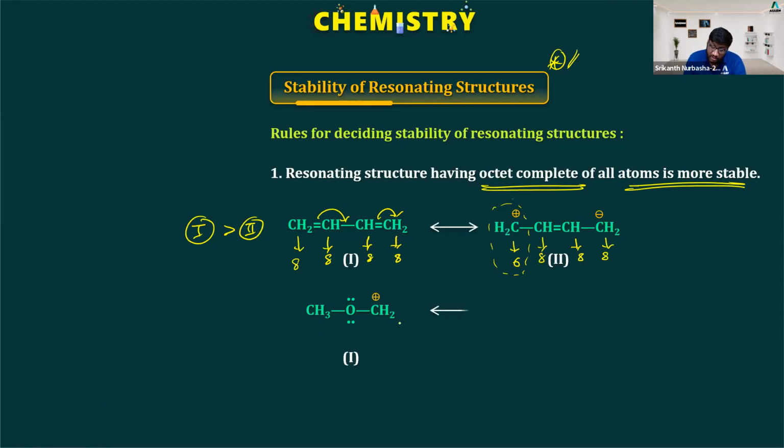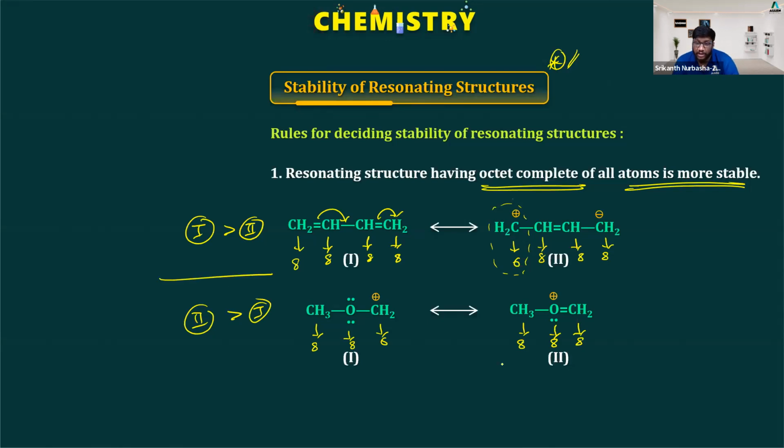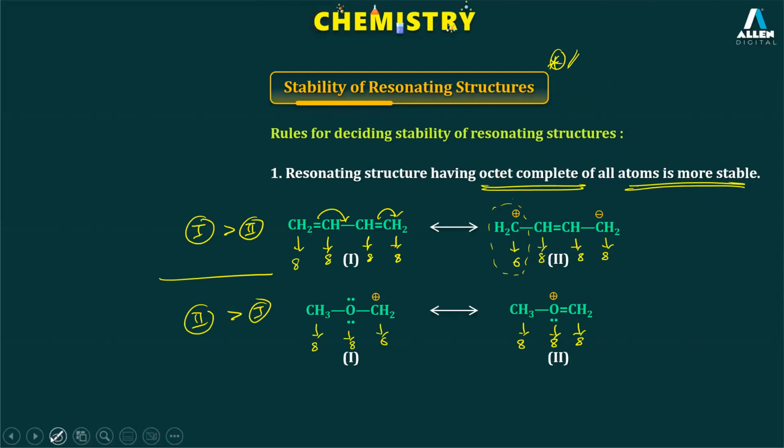CH3O CH2 plus, this is the example we have given earlier. If you look at the first structure, you have 8 electrons and 6 electrons. In the second structure, you have 8, 8 and 8. So every atom possessing an octet, that should be more stable. So the second structure is going to be greater in stability when compared to the first structure. That is for CH3O CH2 plus and its resonance structure CH3O double bond CH2. Got it or not, all of you? Yes, sir. Right.